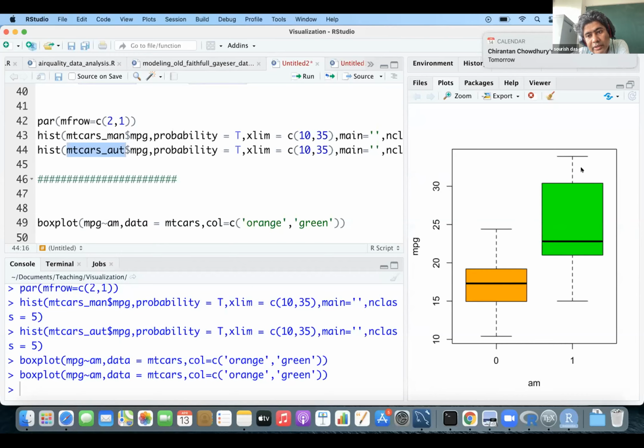Now here, this is the manual transmission, the ones which are with the manual transmission. Here, this is the first median or the second quartile. This is the first quartile and this is the third quartile. These are called whiskers of the box plot, meaning the two low ends of the distribution.